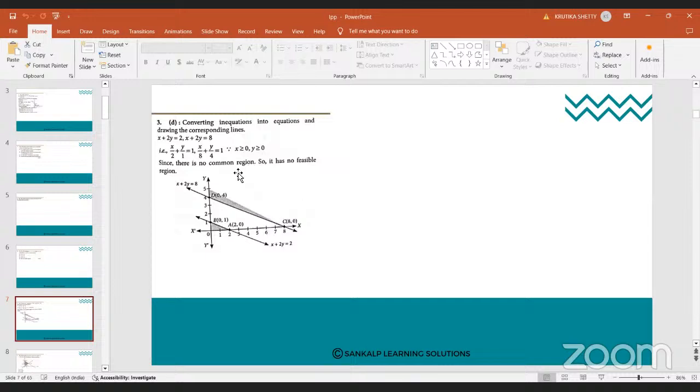So after solving this, there is no common region. Since there is no common region, there will be no common points. And when there are no common points, we cannot find the feasible region. Once we cannot find the feasible region, we don't have any maximum value or minimum value. So option D is the right answer. Option D is the right answer.